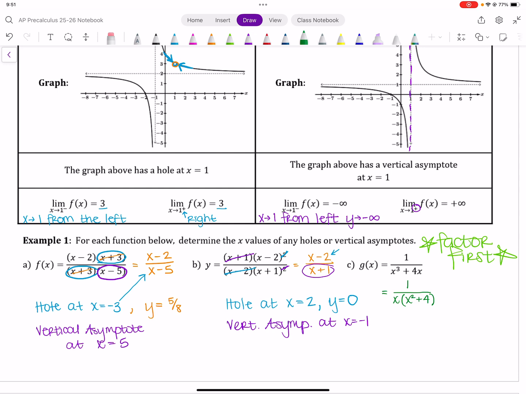So I do not have any holes because there's nothing I can cancel out. The x squared plus 4 will never be negative, so that does not give me a domain restriction. The x by itself does. It gives me a vertical asymptote at x equals 0.